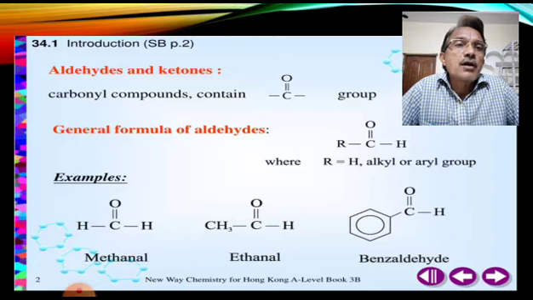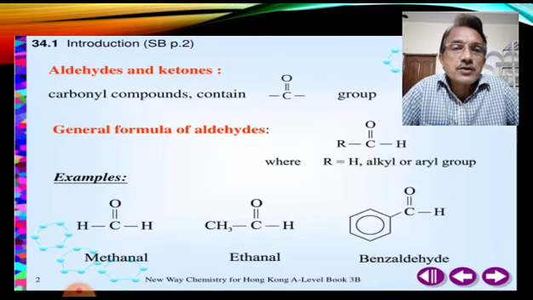General formula of aldehydes is R-CHO, where R may be H, alkyl or aryl group. If R is equal to H, we can write H-C=O-H. This is formaldehyde. We also call it methanal. We will discuss why it is also called methanal.